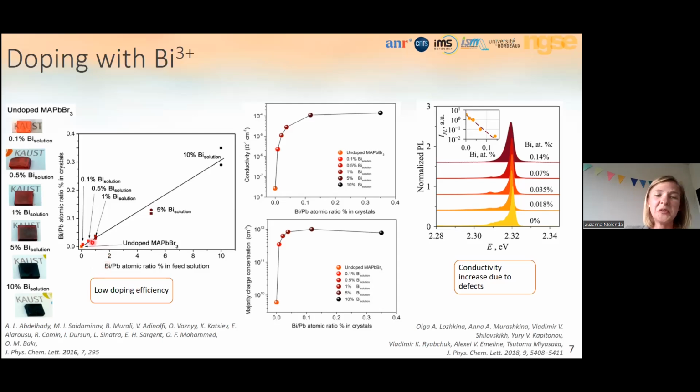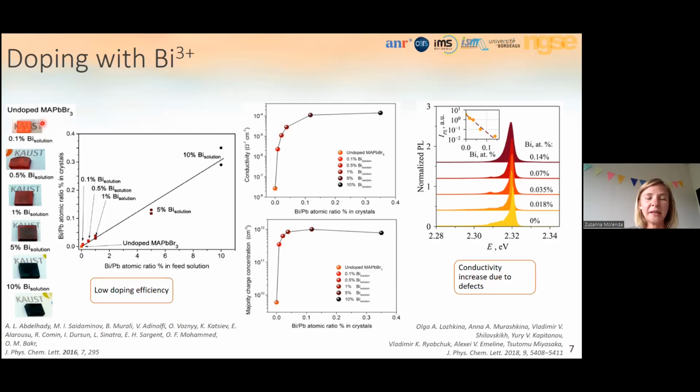And here we observe that the amount of bismuth in the crystal is just a fraction of the amount of bismuth introduced in the feed solution. Nevertheless, the increase of conductivity was observed by around 4 orders of magnitude, and the increase of majority charge carrier concentration by around 2 orders of magnitude. And this was concluded to be due to the narrowing of the bandgap.